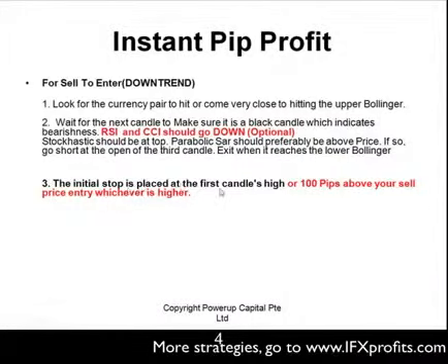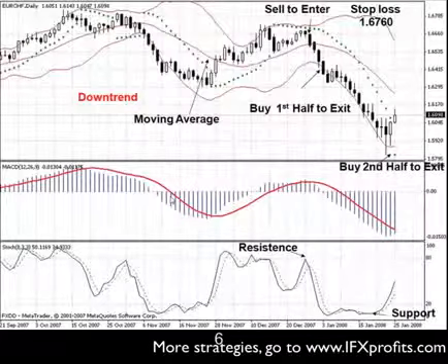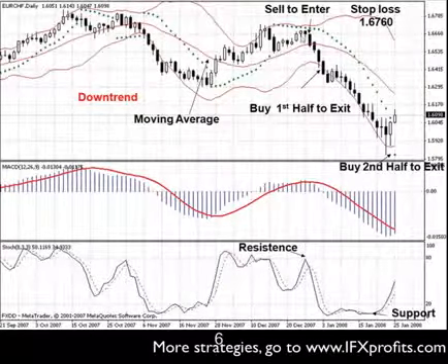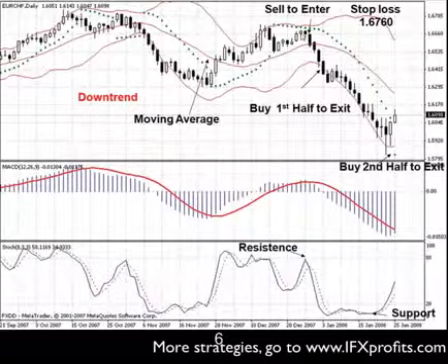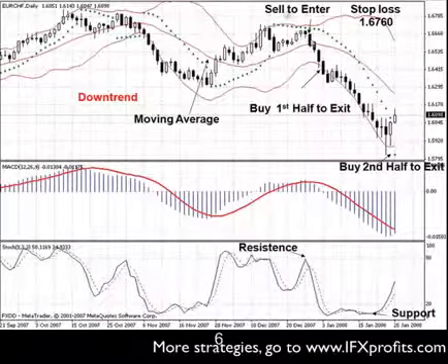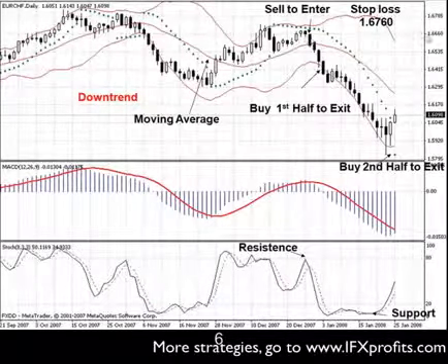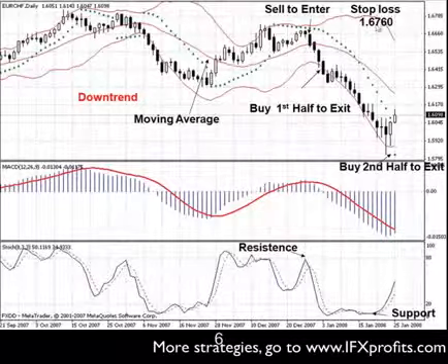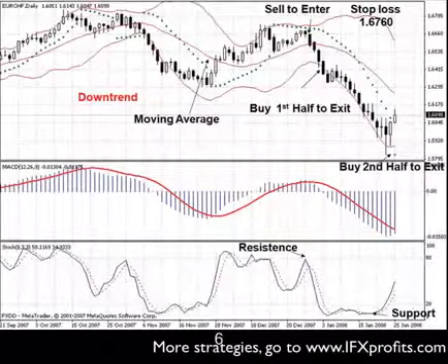Now the initial stop loss is placed at the first candle high or 100 pips above your sell price entry, whichever is higher. So this is your first candle, this is your second, this is your third. So you place a stop loss here or 100 pips above your sell entry price. So our sell entry price is 1.6660. So 100 pips above 1.6660 is 1.6760. So that becomes our stop loss. That brings us to the end of the instant pip profit technique.